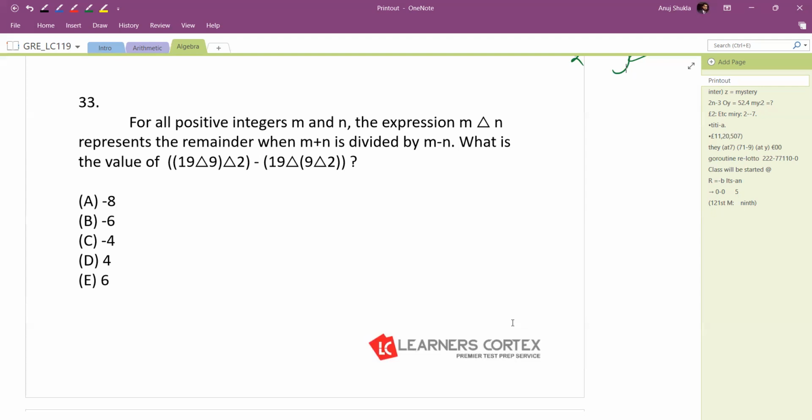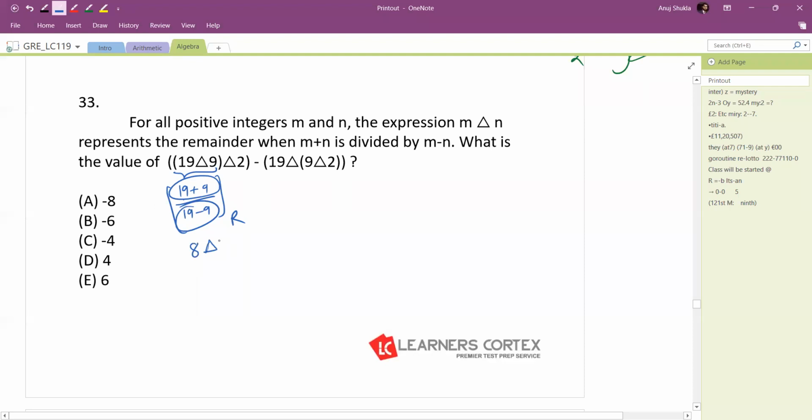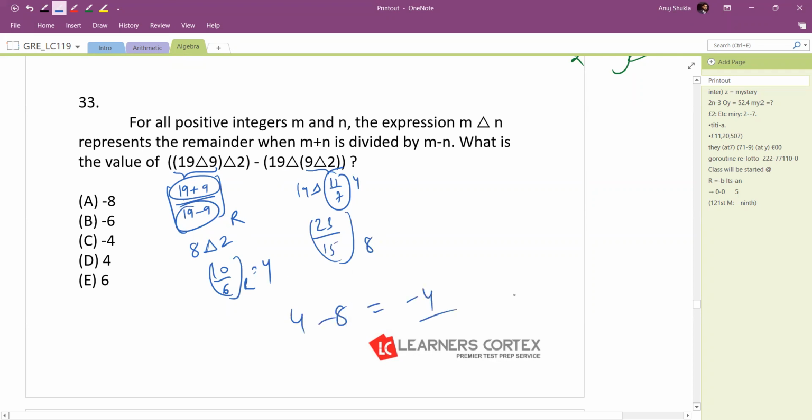Done. 19 triangle 9 means what? When 19 plus 9 is divided by 19 minus 9, you have to find the remainder. So this is 28 and this is 10. 28 divided by 10, that is 8 is the remainder. And 8 and 2, so it is 10 divided by 6. What is the remainder? Remainder is 4. Now try this, 9 and 2. So 11 divided by 7, remainder is 4. Then 19 and 4. So 23 divided by 15, the remainder is 8. So 4 minus 8, what is the answer? Minus 4.